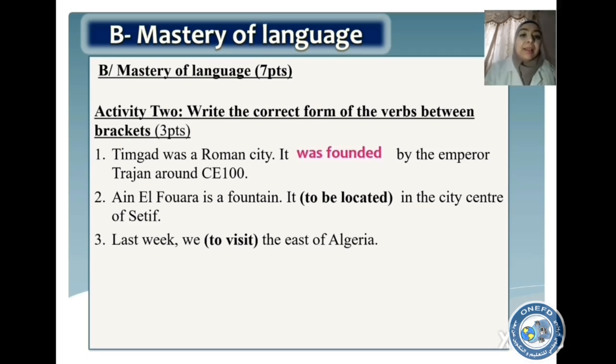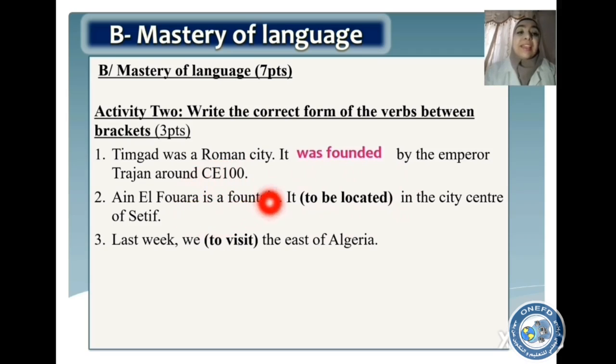Number 2, Ain al-Fuwara is a fountain. It to be located. I have already given you the past participle, located, in the city center of Sétif. Again, I have the verb to be and the past participle of the verb, so it is in the passive voice. Okay, but here the verb to be located.